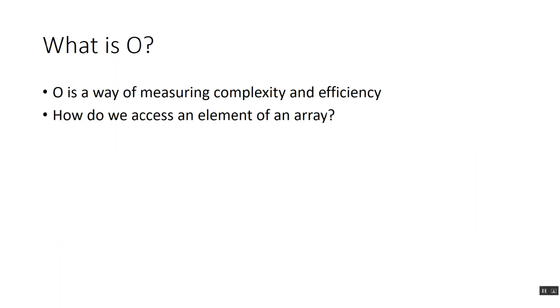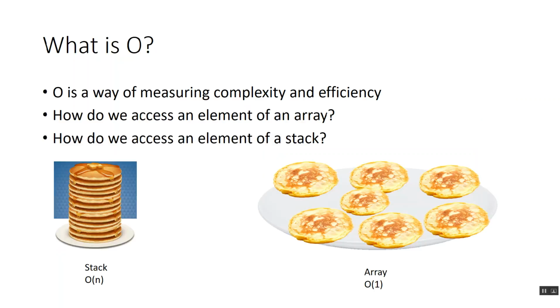How do we access elements of an array, and how do we access elements of a stack? So here's a little diagram of a stack compared to an array. In an array, if you want to pick the perfect pancake, you look at one element, and since they're all laid out in front of you, you can pick that one. However, in a stack, if you want to pick one element, or in this case one pancake, and that pancake happens to be the bottom one, you have to go through all of the ones on top before you can reach it.